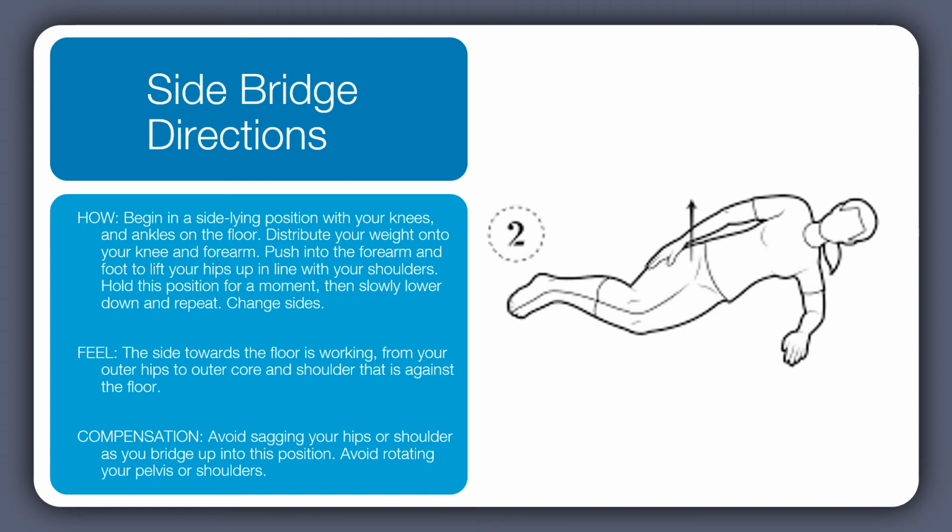So you're on your side on the forearm and the knees, and the hips are on the ground. Then you draw the hips up in line with the shoulders, so you're hovering the hips up off the ground, maintaining your balance. You can stay here or you can do reps.